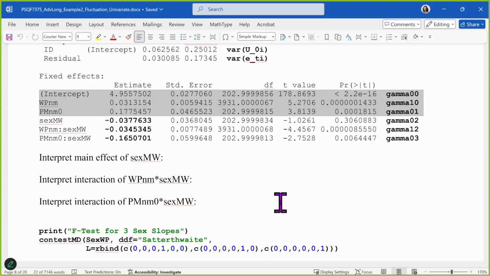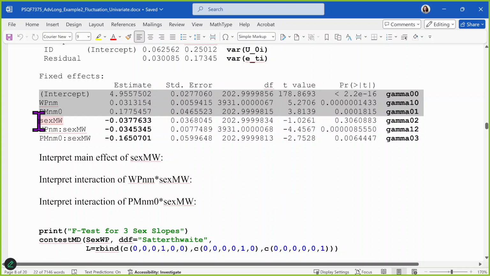So those kinds of men have an expected glucose of 4.96, and then within persons, for every unit more mood they have than usual, glucose the next morning is higher by 0.03, which is significant. And then on the between person level, for every unit more person mean negative mood a man has, their glucose on average goes up by 0.18, also significantly positive.